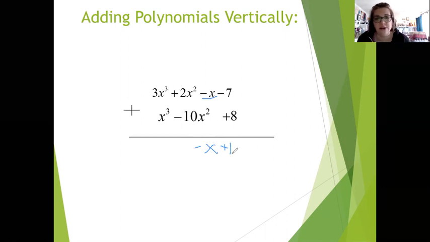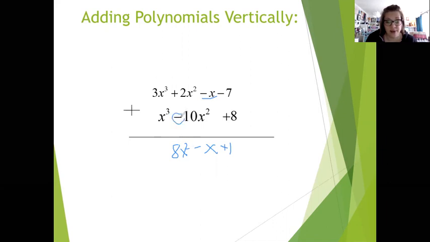Oh, my handwriting is terrible on here. Positive 2x squared plus a negative 10x squared. So again, they have different signs. I'm going to find the difference between them, which will be 8x squared. And then the 10x is bigger, so that gets the sign. 3x to the third plus, this is basically 1x to the third. So 4x to the third, and it's positive. So there I have simplified my polynomials by adding them together.